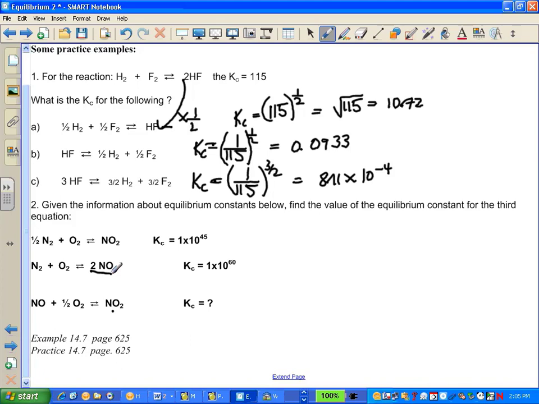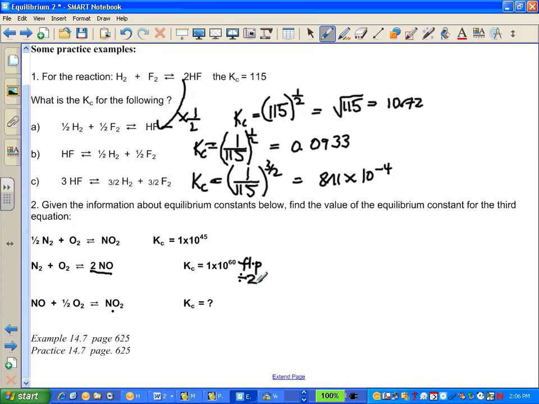What we need to do is ask ourselves two things. One, is the NO in the correct position? And does it have the right coefficient? When we look at this, we can see that the NO is not in the right position. In order to get it into the right position, we will need to flip this reaction or reverse it. We also see that the coefficient is incorrect. In order to get the coefficient that we want, which is 1, we'll need to divide by 2. So we've made a decision about the manipulations that we are going to do on our second reaction.